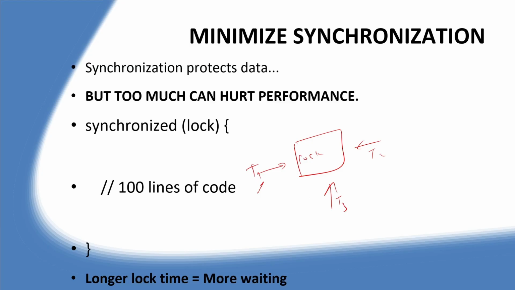So other threads needing that same lock are forced to wait, even though much of that work may not require protection. So the goal is not to avoid synchronization when correctness requires it. The goal is to synchronize the right critical section. We should not synchronize the whole code. Only the critical section should be synchronized.